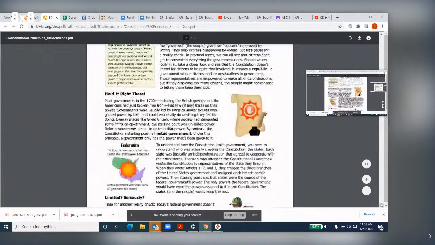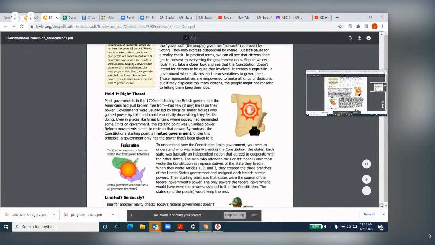To understand how the Constitution limits government, you need to understand what is actually created in the Constitution. Each state was basically an independent nation, agreed to cooperate with other states. The men who attended the Constitutional Convention wrote the Constitution as representatives of the state they lived in when they wrote Articles 1, 2, and 3. They created the three branches of the United States government and assigned each branch certain powers. The starting point was the states were the source of the federal government's power. The only power the federal government would have was the power assigned to it in the Constitution. The states and the people would keep the rest.